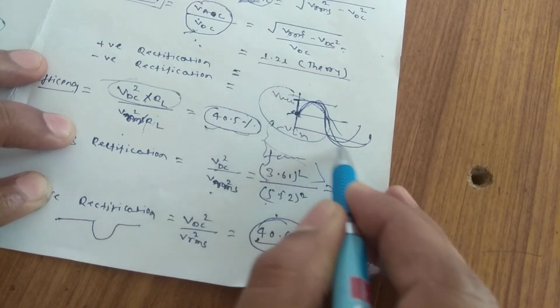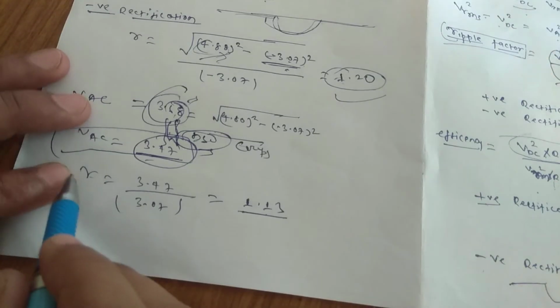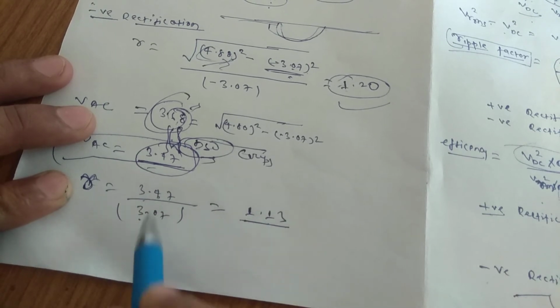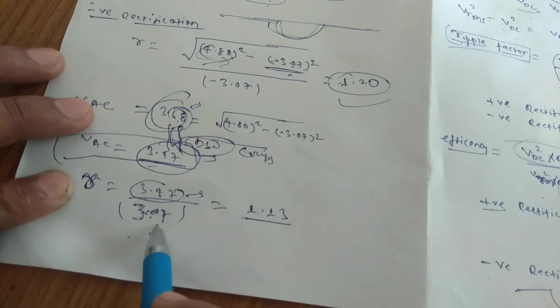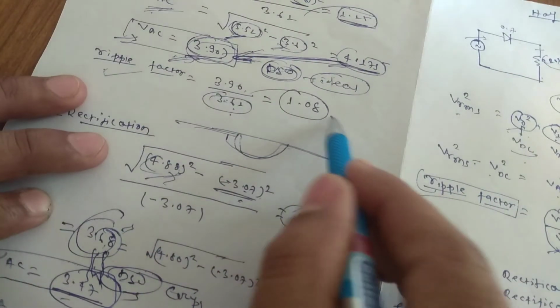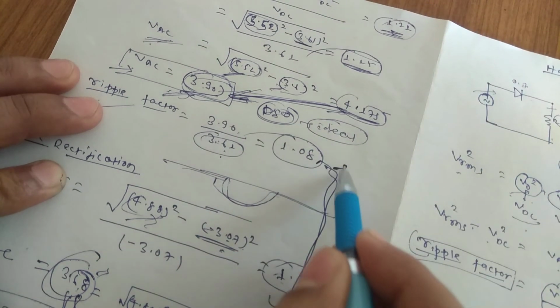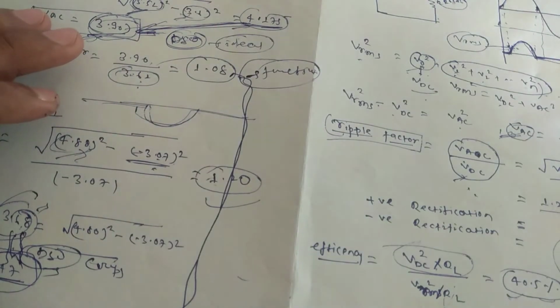This function generator was unable to give the Vmax and Vmin. Here also if you see the ripple, the VAC that we have calculated is 3.47, and the VDC that we have taken from the DSO in the lab is 3.07, giving 1.13. Now if you see, there is a difference between positive and negative rectification. This is because of the function generator. Now we have seen where the function generator non-ideality came into picture and where the DSO non-ideality came into picture.